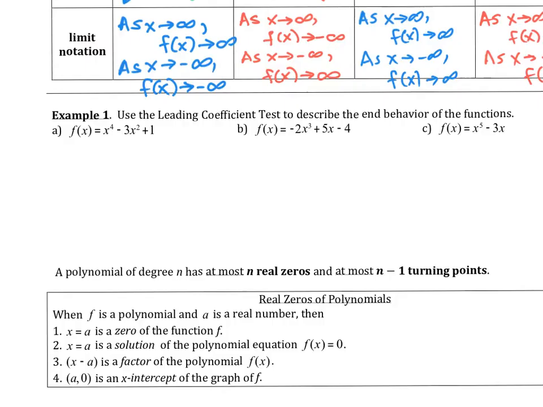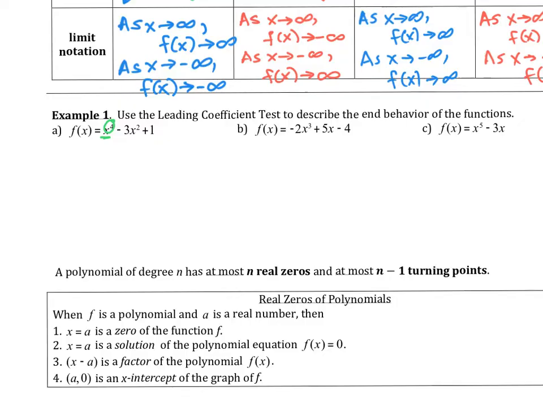Okay, for example 1, we're going to use the leading coefficient test to describe the end behavior of the functions. And there's more than one way to describe the behavior. But for the leading coefficient test, I want to look at the leading term, or the highest degree term. So x to the fourth is the highest degree term in the polynomial. The degree is 4. So this is an even degree function.